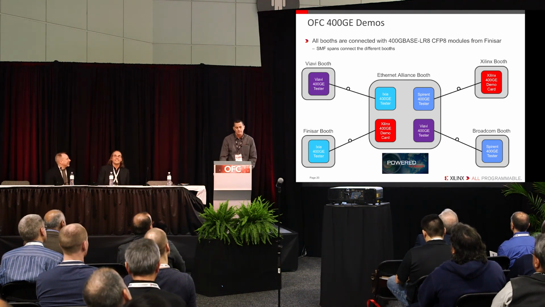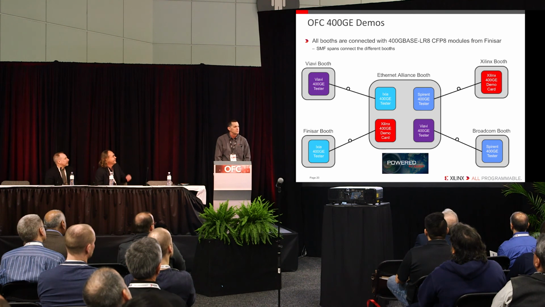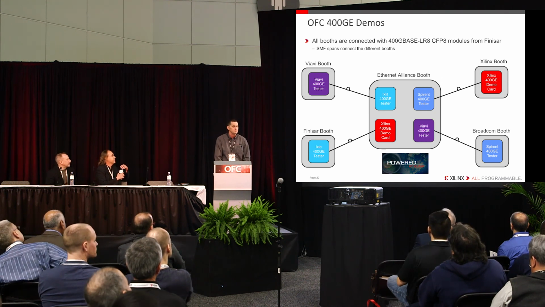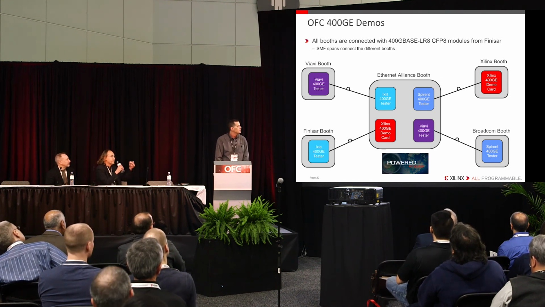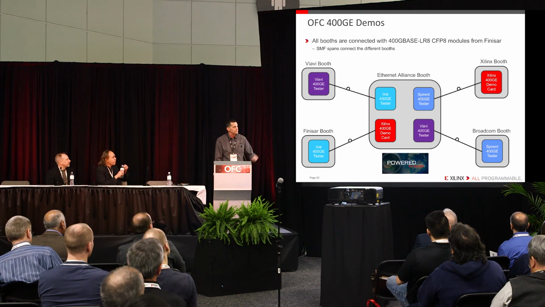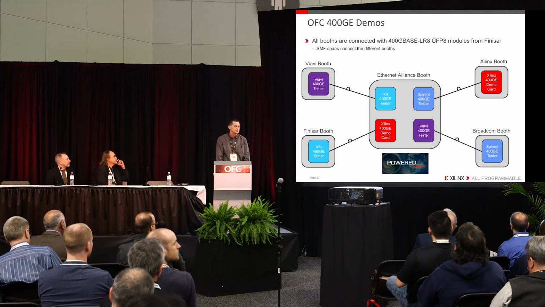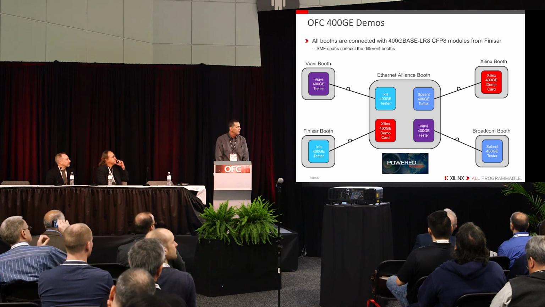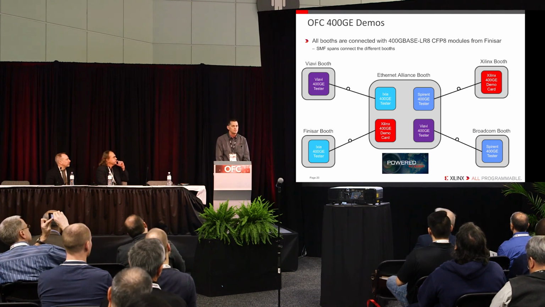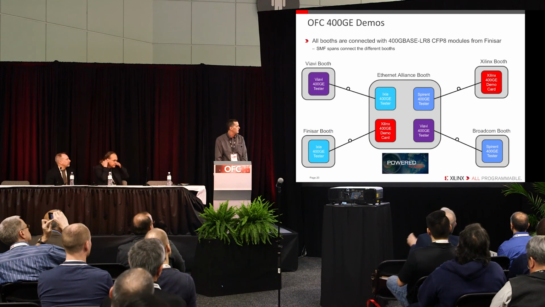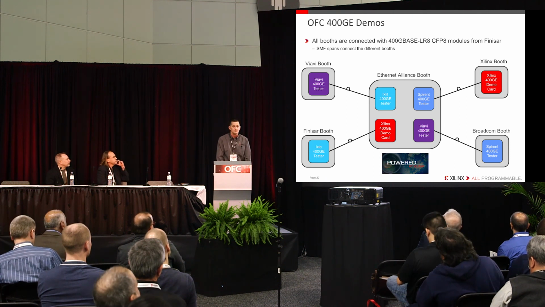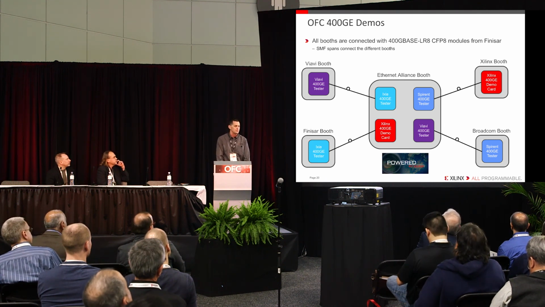Oh, there we go. Okay, so I just wanted to briefly talk about the demo that's going on the floor here. So it's a multi-booth demo, so relatively unique. At the center is the Ethernet Alliance booth, which is right over there. So there's 4 boxes in the Ethernet Alliance booth, which are running 400 gig E, and then they connect to 4 other booths. So you see the booths up there, the Xilinx, Broadcom, Finisar, and Viavi booths. So you can go check out the 400 gig E demo at any of those places. It's real multi-vendor interoperability at 400 gig E.